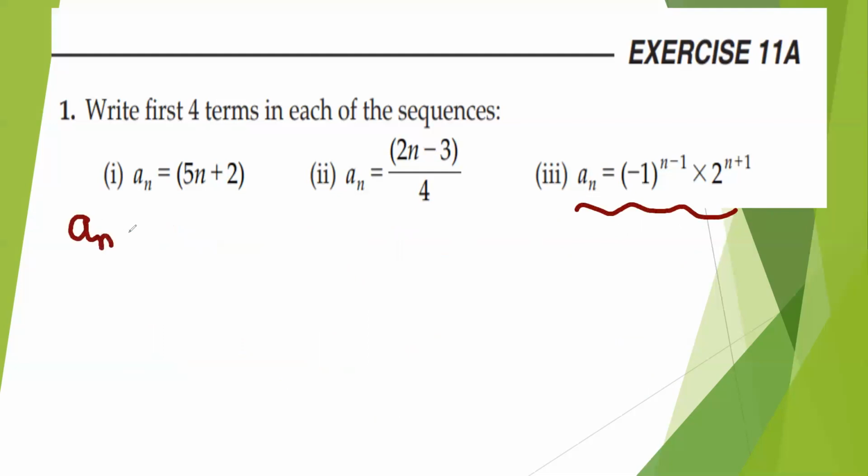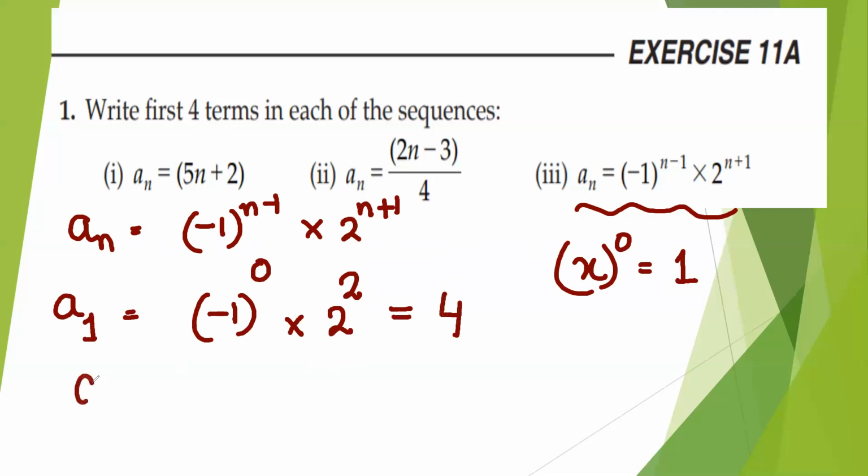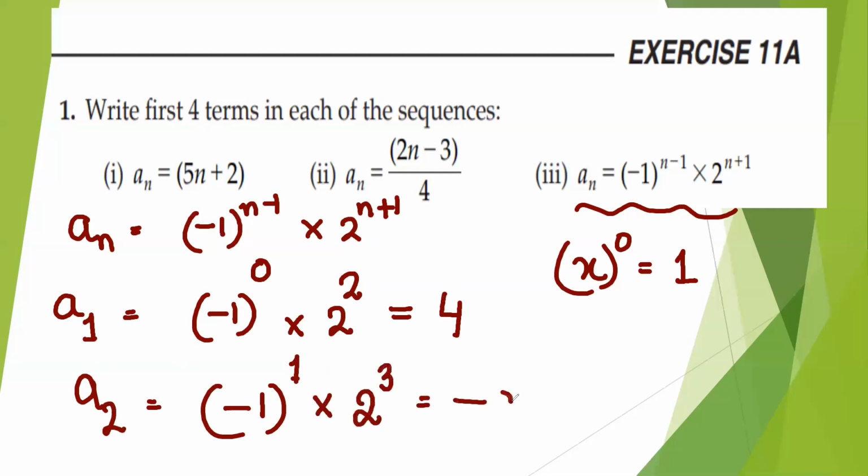So here, a_n equals (minus 1) to the power n minus 1, into 2 to the power n plus 1. So first we put n equal to 1. So 1 minus 1 gives you 0, and 1 plus 1 gives you 2. Now you know any number raised to the power 0 is 1. So what you got? 4. Similarly we got a_2 equal to (minus 1) to the power 2 minus 1, and 2 to the power 3. This gives you minus 8. Similarly a_3 will give you (minus 1) to the power 2 into 2 to the power 4. So this gives you 16.